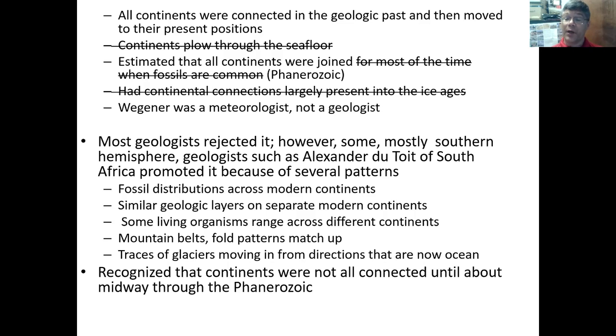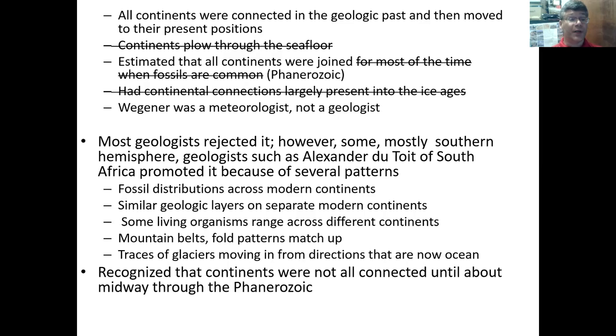Turns out he also had the continents joining together too soon and breaking up too late. And so people looking at the early or late end of when he was proposing that things were connected, no, it didn't seem to match up as well. So he had some problems there.